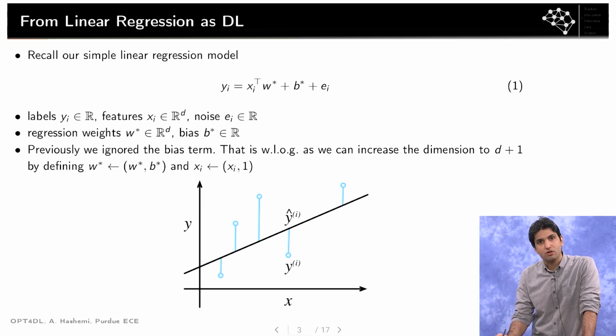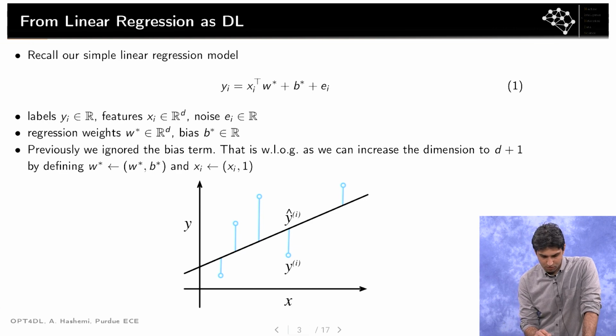Therefore, we're just going to go back again to the simple model we have seen before, linear regression, and we want to see how we can think of that as a simple deep learning architecture and how we can build upon it to come up with more complex deep learning architectures to alleviate the issues of this linear regression approach.